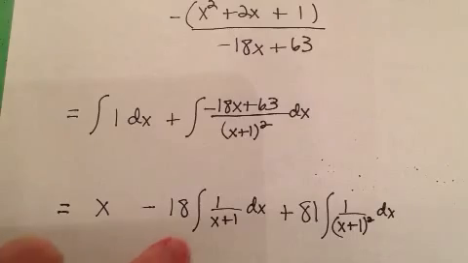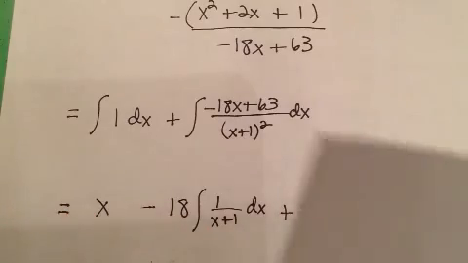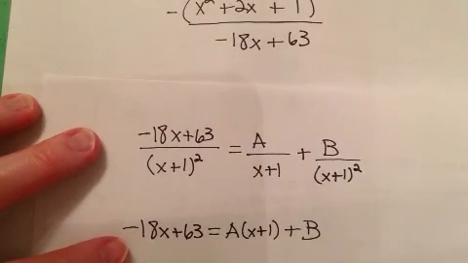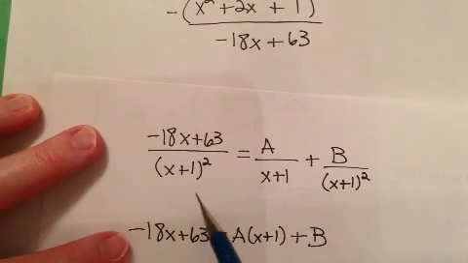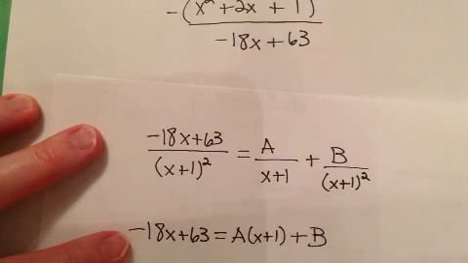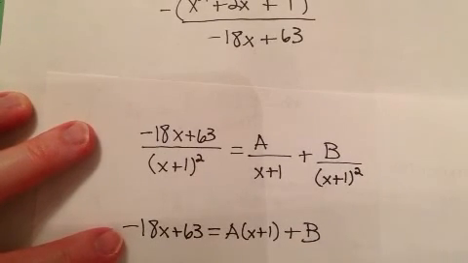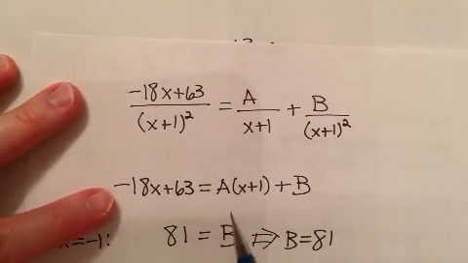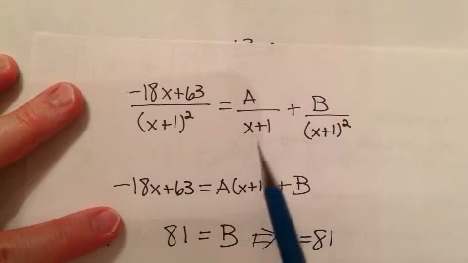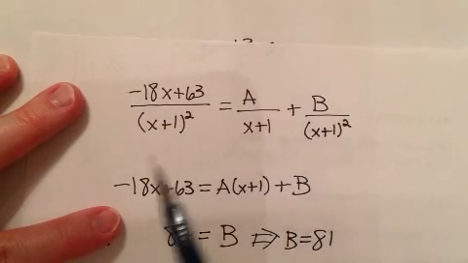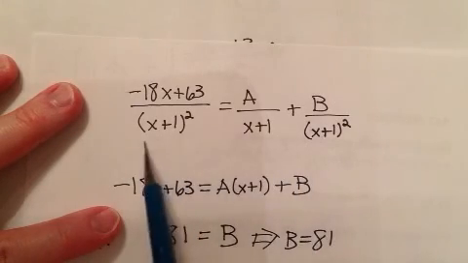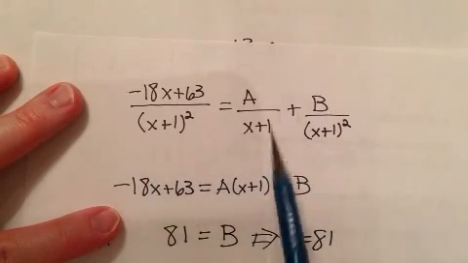Now for just reestablishing how we're going to come to these terms, we have right now negative 18x plus 63 over the square of x plus 1. So you have A over x plus 1 plus B over the square of x plus 1. Clearing away the fractions, we have negative 18x plus 63 is equal to A times the quantity of x plus 1, followed by B.